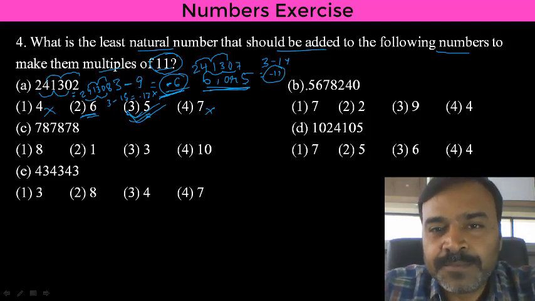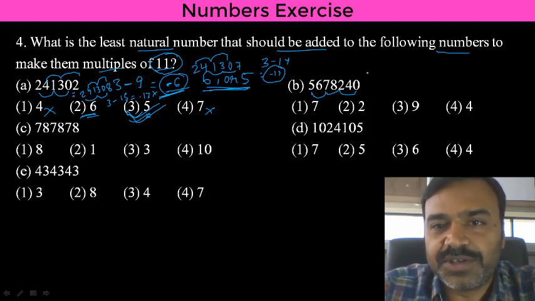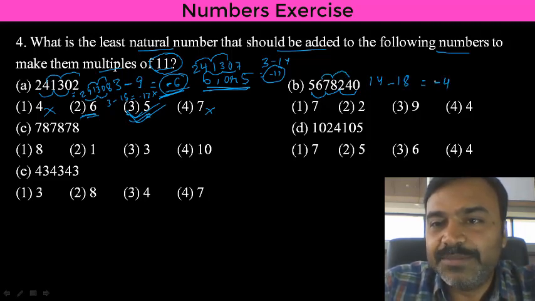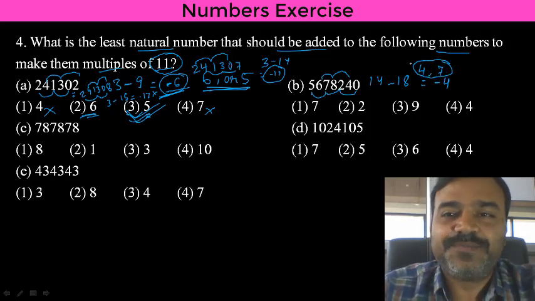Let's check in the second one. First add the odd place digits. So 5 plus 7, 12 plus 2, 14 plus 0, 14. 6 plus 8, 14 plus 4, 18. So 14 minus 18, that is minus 4. That means answer will be either 4 or 11 minus 4, that is 7.